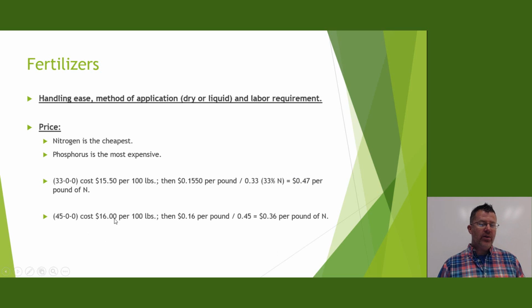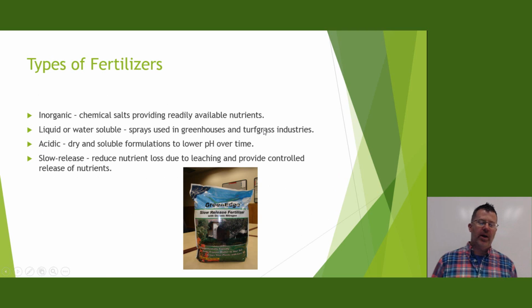Our urea costs $16 per 100 pounds. So that's going to be equivalent to $0.16 per pound. We divide by the 45%, which is 36 cents per pound of nitrogen. Even though this costs more per 100 pounds, when we're talking about pounds of nitrogen, the urea costs us less in terms of nitrogen.